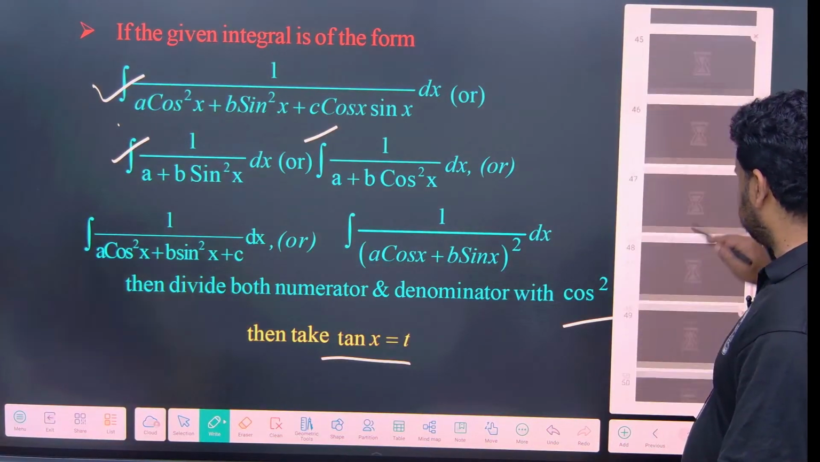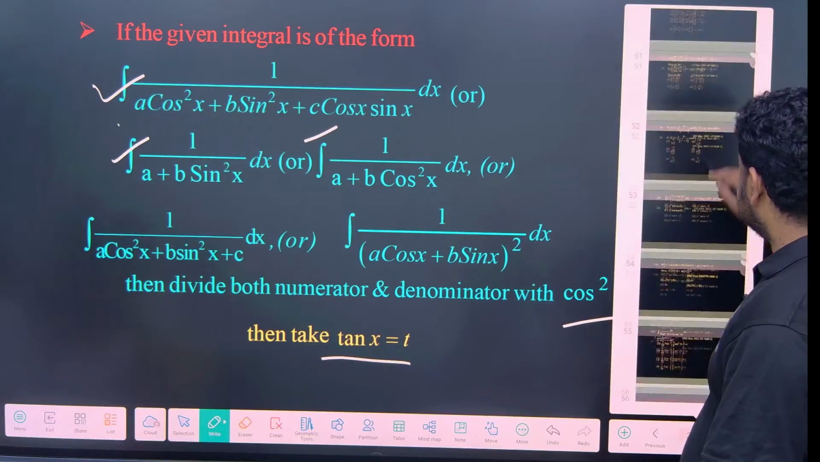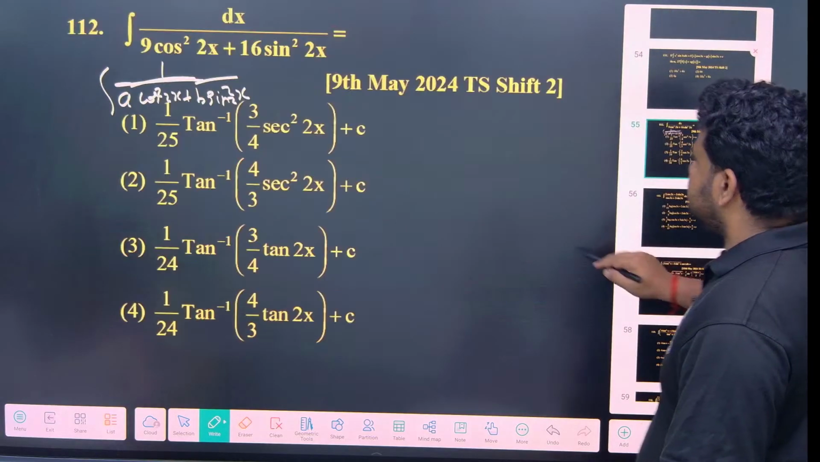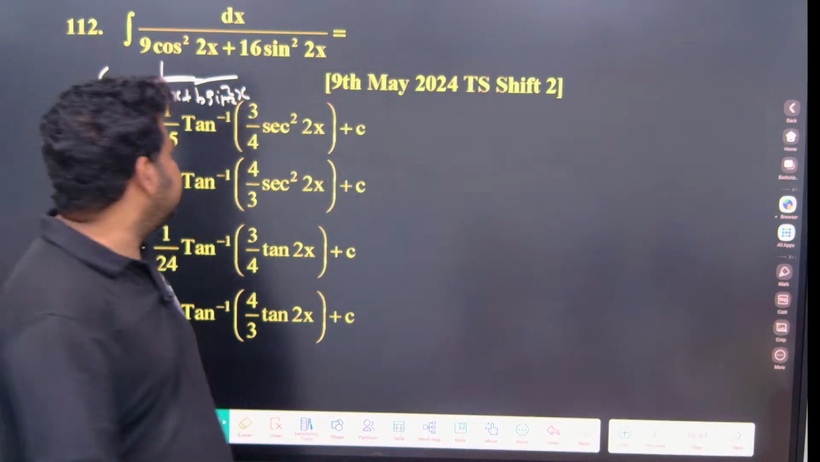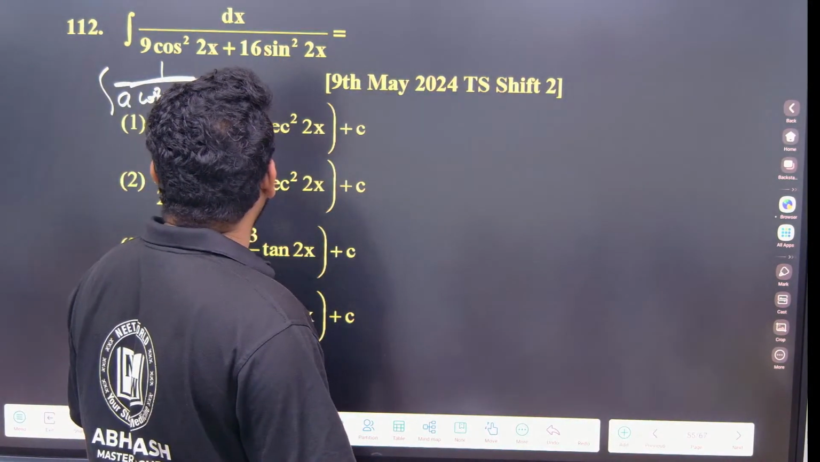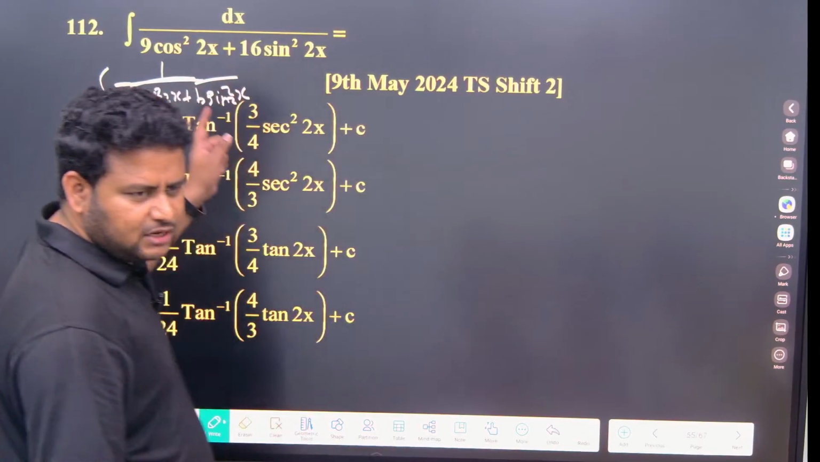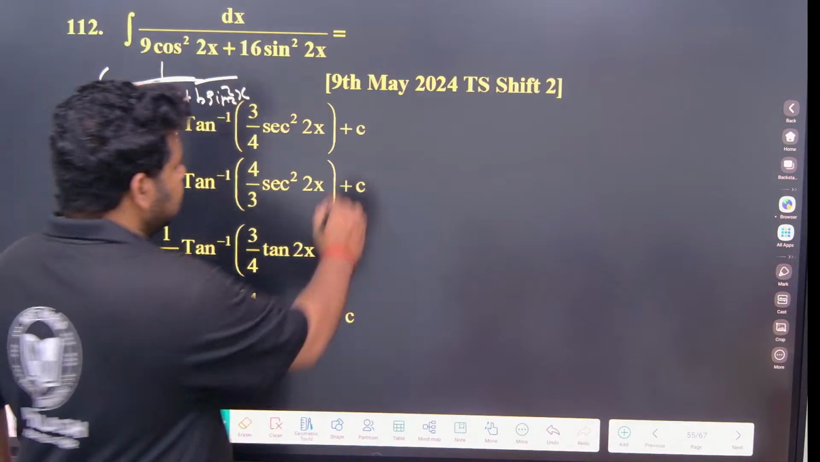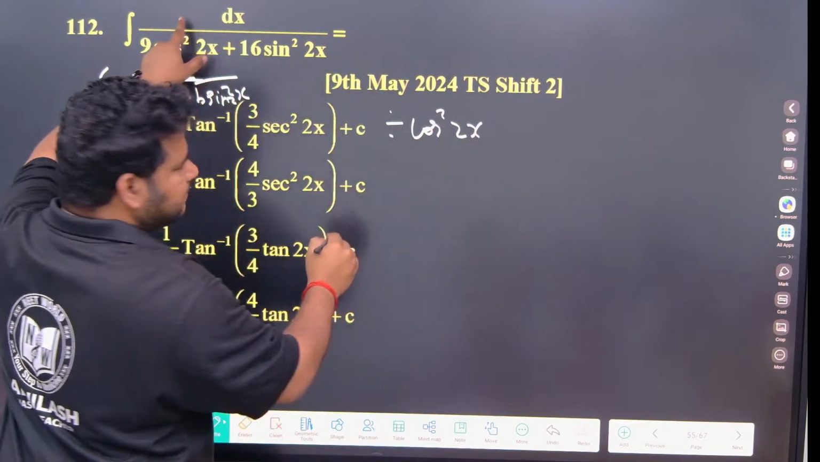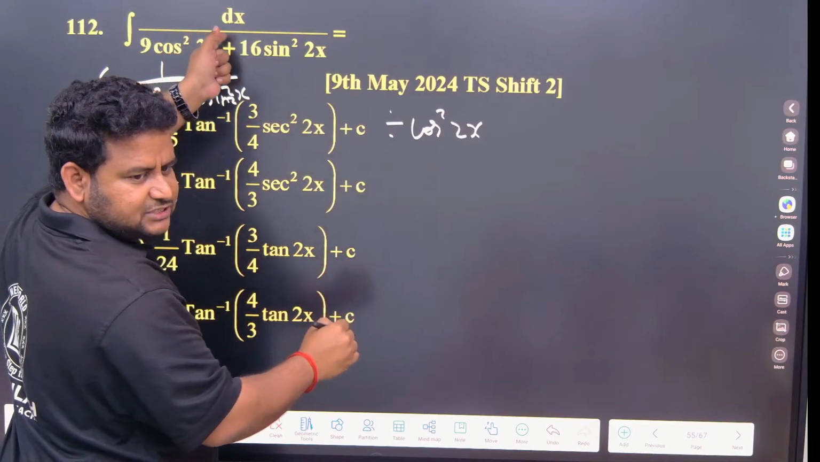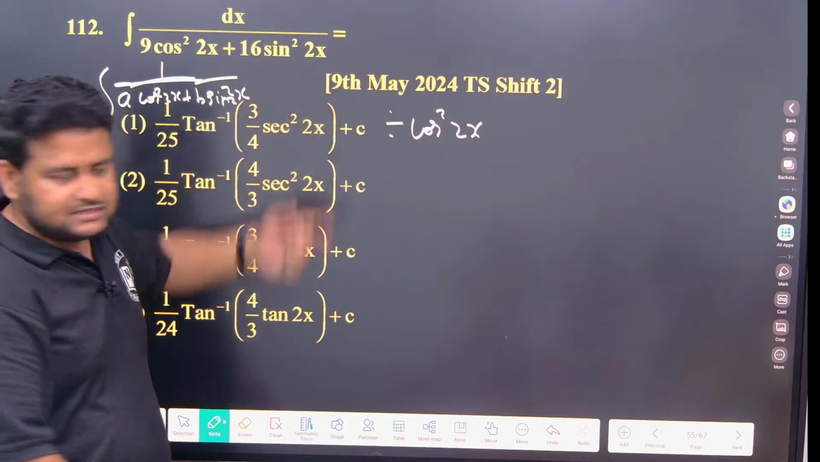Please write down the question also. So what they have given? Just write the question, not the options. So see here they have given integral of dx by 9 cos square 2x plus 16 sin square 2x. You have to divide numerator and denominator by cos square 2x. Let me write the steps. If I divide numerator by cos square 2x, I will get secant square 2x.